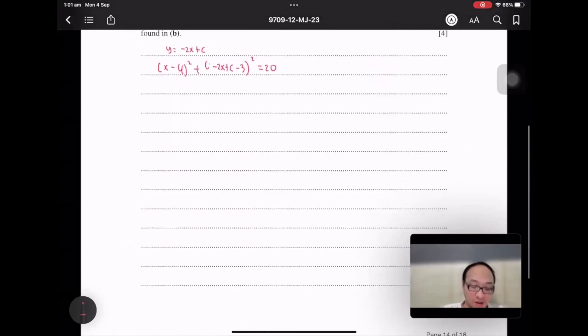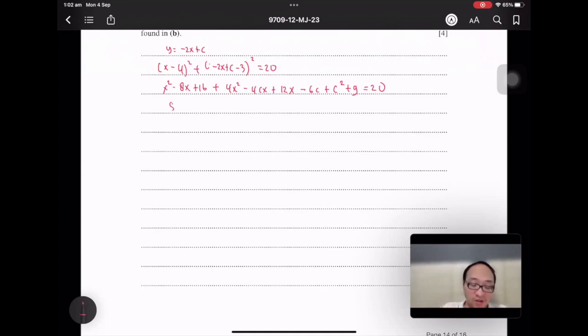And then we expand this: x squared minus 8x plus 16, and then plus 4x squared minus 4cx plus 12x minus 6c plus c squared plus 9 equals 20.